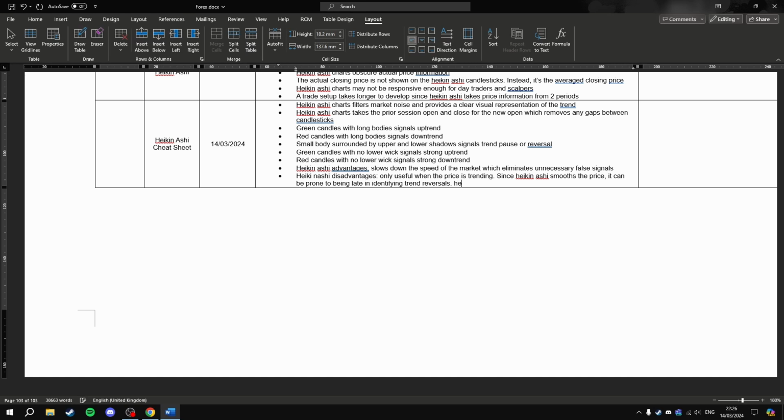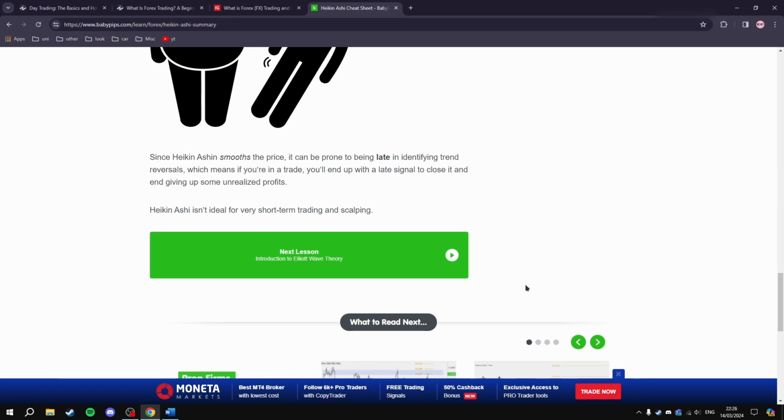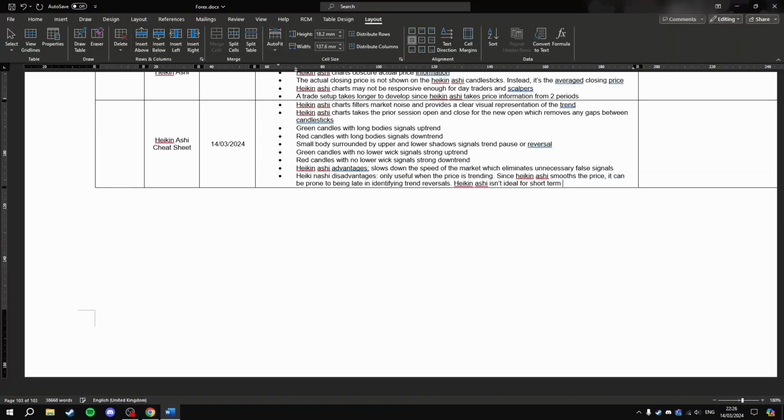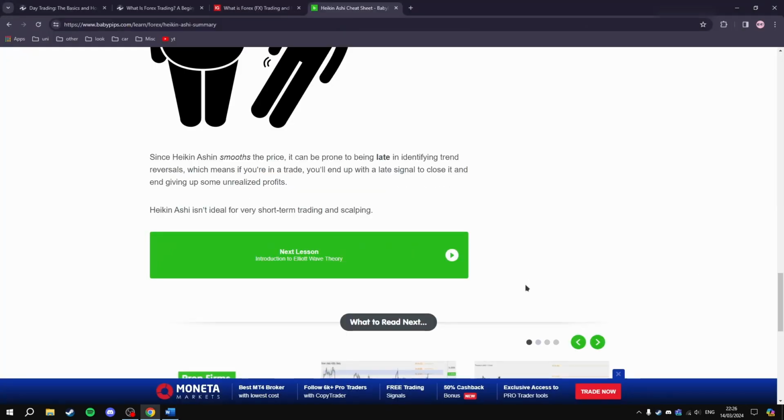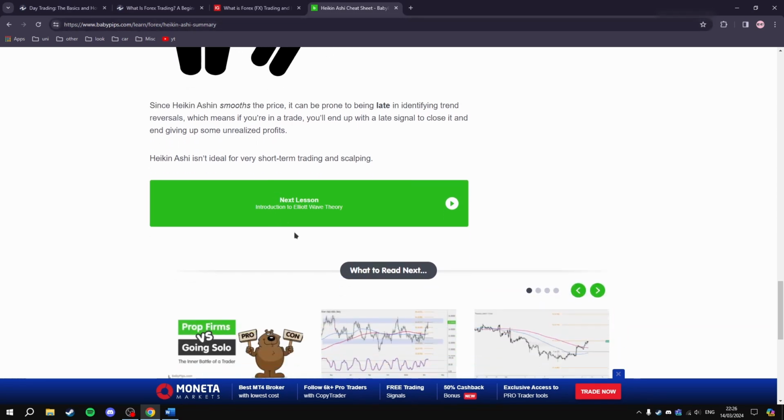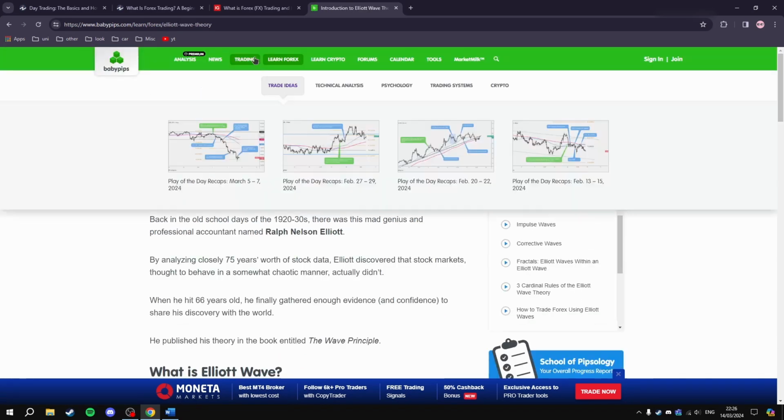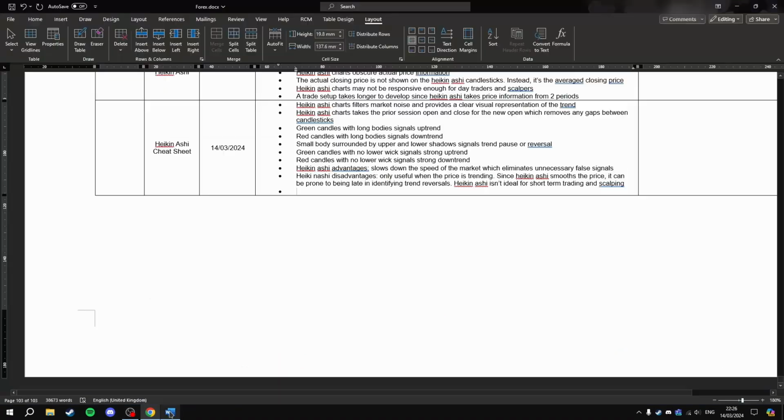Heikin Ashi isn't ideal for short term trading and scalping. Okay, that makes sense. Well, that's the end of the Heikin Ashi stuff.